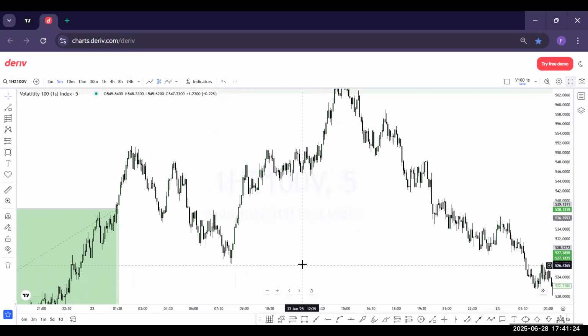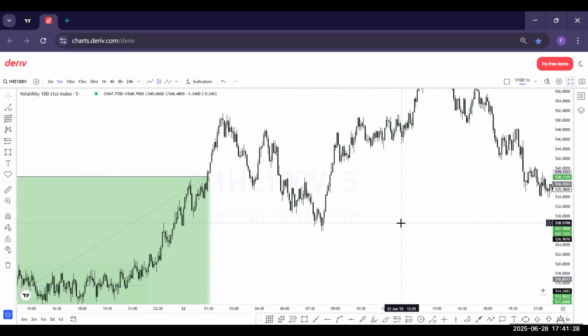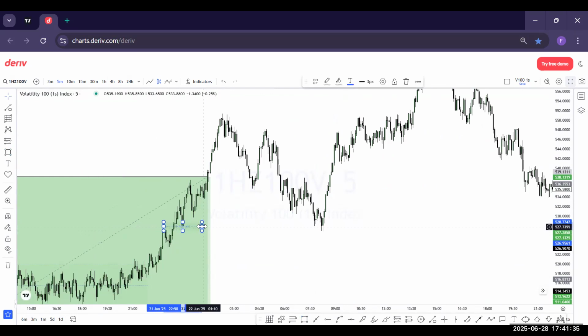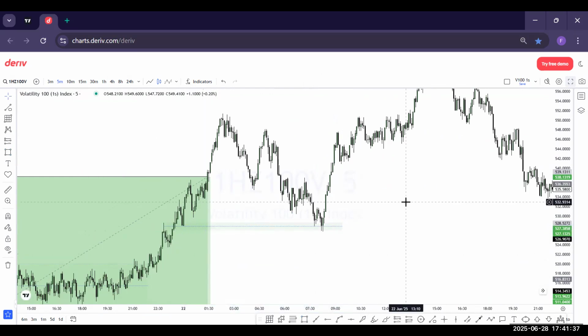So no SBS delivered. But why is price reacting to this area? We have a breaker block, but this breaker block has been mitigated. Maybe this is because it's a second touch.